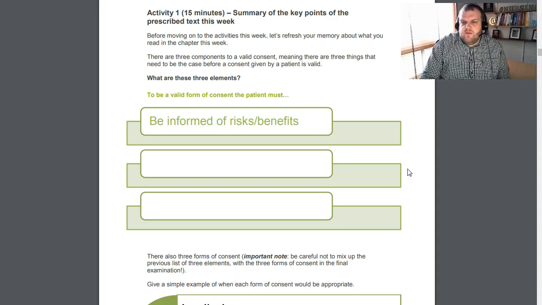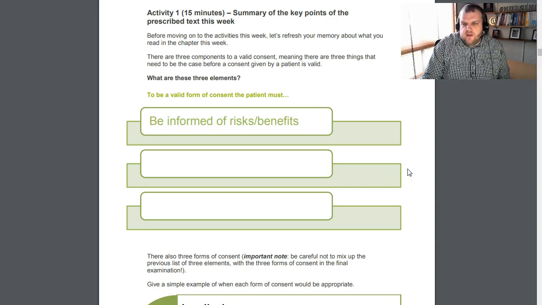So, for consent to be valid, the patient must be informed of the risks and benefits. So the patient has to give informed consent. The second thing is that it needs to be not coerced. It can't be something that the person was forced to do, and it can't be something that they were blackmailed into. You can't say you must have this procedure or we'll send you home. It needs to be given freely, so uncoerced.